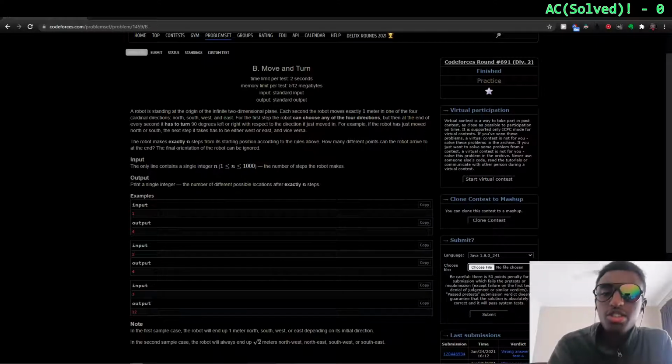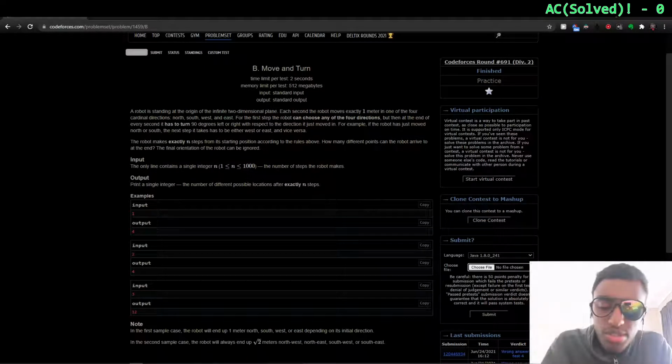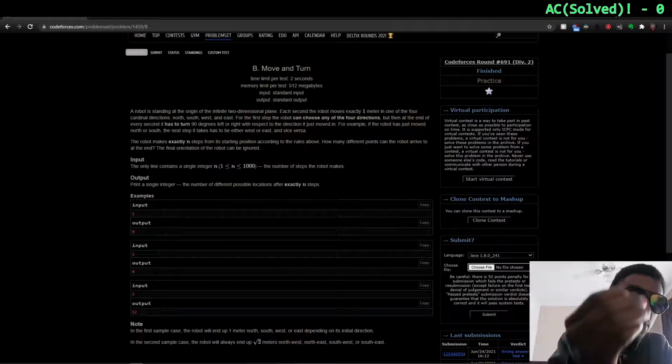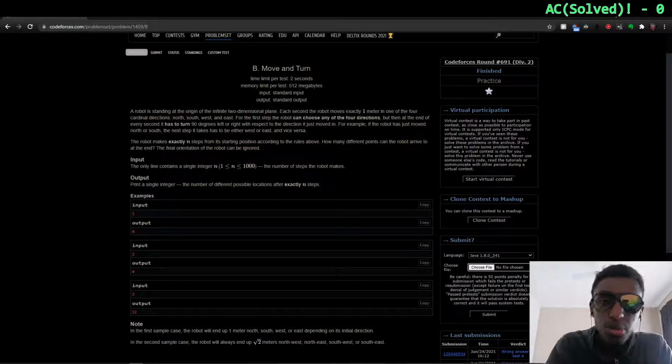But you're standing at the origin of some plane, and you take steps from your current position. So say you start at 0, 0, you can move in the 4 standard cardinal directions: north, east, west, and south. And then every move after that has to be 90 degrees to the left or to the right of where you currently moved. So say you moved north, you have to move east or west. If you had initially moved east, you have to move north or south. If you had initially moved west, you have to move north or south.